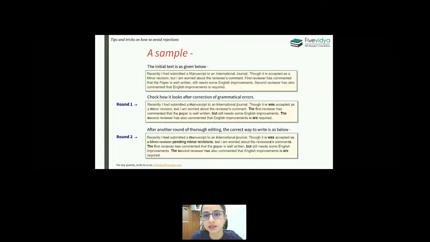Here I am depicting an example of a text, and after a round 1 check, you can see the highlighted parts, the basic grammatical errors, whether the letter is in uppercase or lowercase, and after the round 2 screening, you can see the major revisions done in that sample.